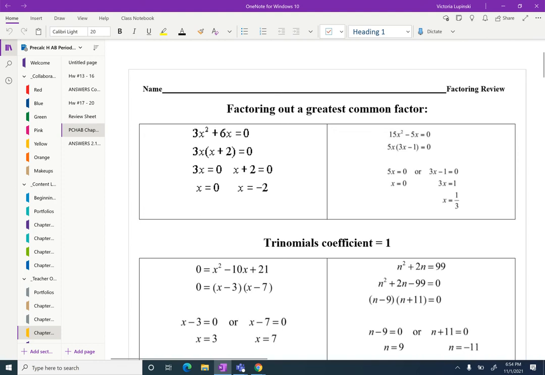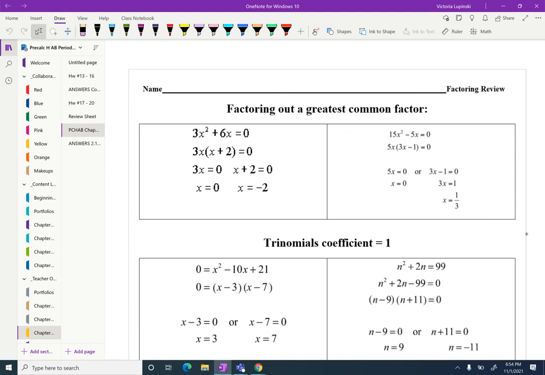I thought it would be helpful to quickly go over the different types of factoring that you might need to know for tomorrow. Again, you're not really going to have to factor anything bigger than a quadratic, but just to be safe. Factoring out a greatest common factor should hopefully be straightforward, but on the off chance that it's not, remember you would want it to be equal to 0. On the example on the left, 3x squared plus 6x, you would factor out a 3x. The example on the right, you would factor out a 5x.